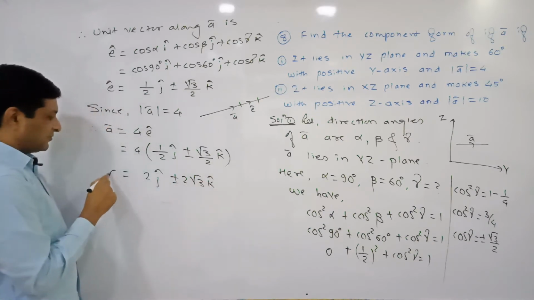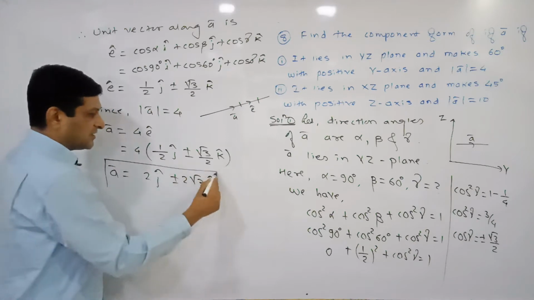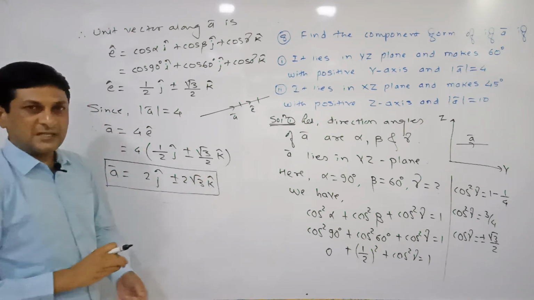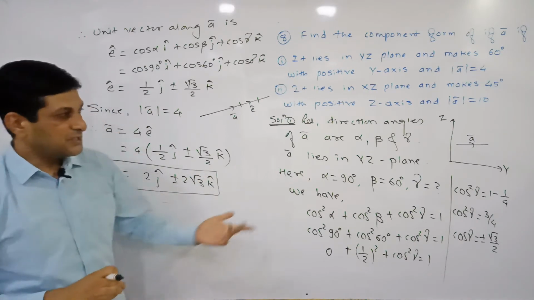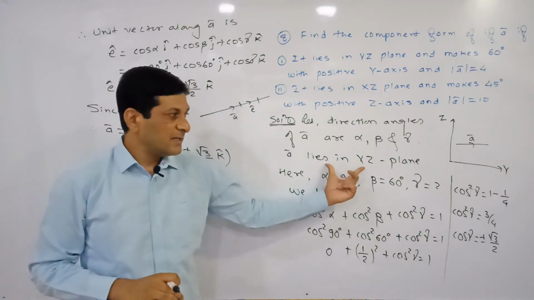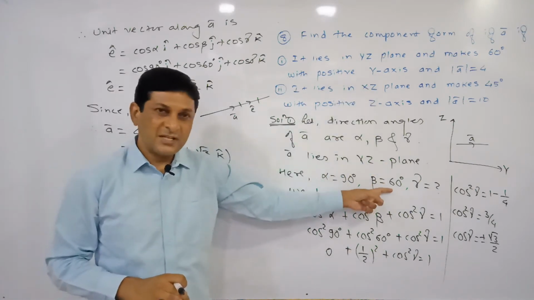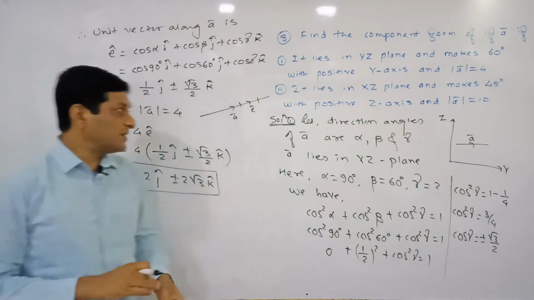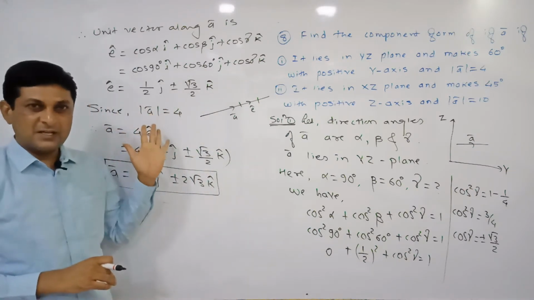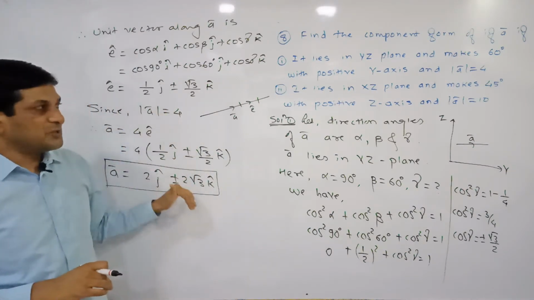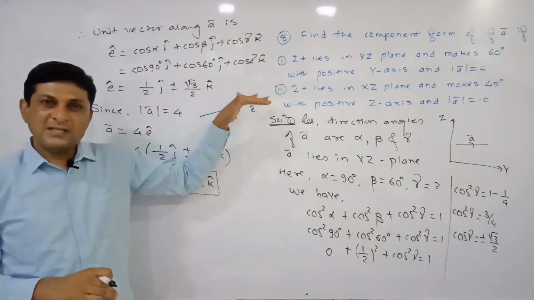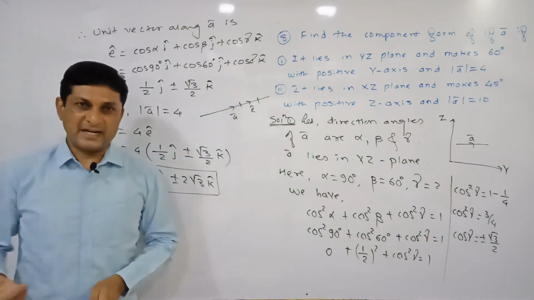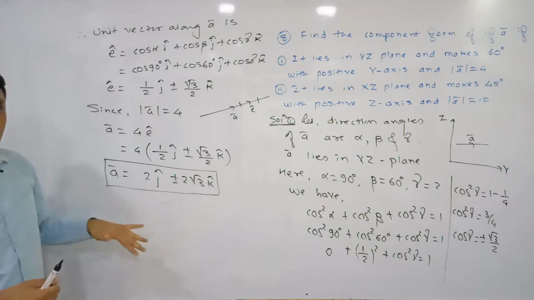So in this way we have got a vector which satisfies all the conditions in the example. Which conditions? That it lies in YZ plane, makes an angle of 60 degrees with Y axis, and its magnitude is equal to 4 units. So the method which you applied in the first example, same method we have to apply in the second example.